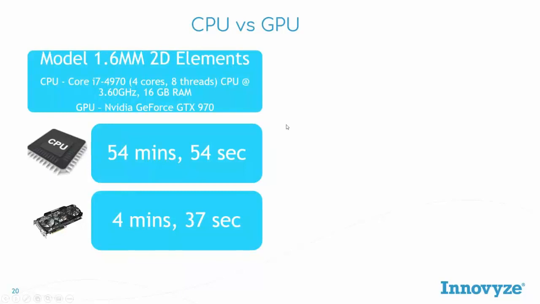So doing some other comparisons, what's the difference between just using CPU versus GPU? How much can it really accelerate? We did some testing a couple of years ago, and ran the same exact model with 1.6 million 2D elements, and just using the CPU. It takes about an hour. And we're able to reduce that by about 12 times by using a simple GPU card.